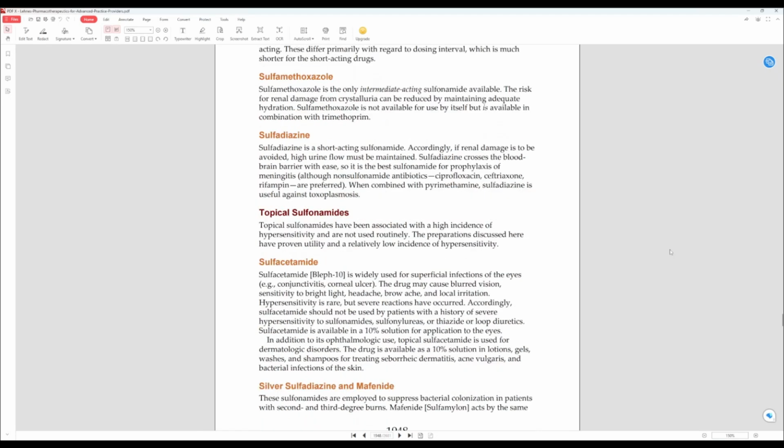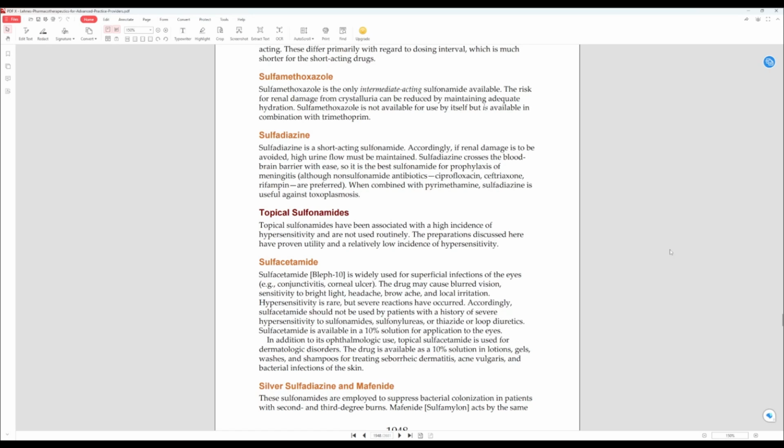Speaking of sulfamethoxazole, which is the only intermediate-acting sulfonamide available, the risk for renal damage from crystalluria can be reduced by maintaining adequate hydration. Sulfamethoxazole is not available for use by itself, but is available in combination with trimethoprim.